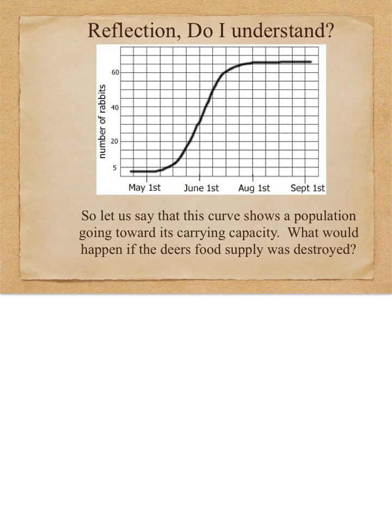So do you understand what this curve shows? Let's say that this curve shows a population going toward the carrying capacity. What would happen if the deer's food supply was destroyed? Instead of rabbits, if this were deer, what would happen if the deer's food supply were destroyed by some kind of wildfire or disease or drought? What would happen to that population? Well, it would come down. And if it's completely destroyed, there's no way for them to recover, then they would all die.